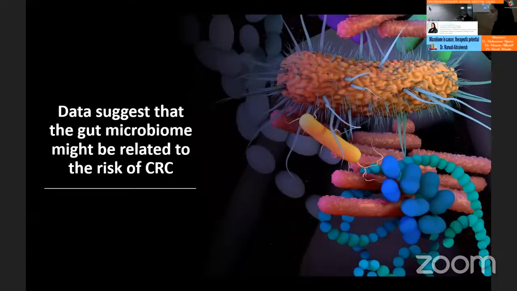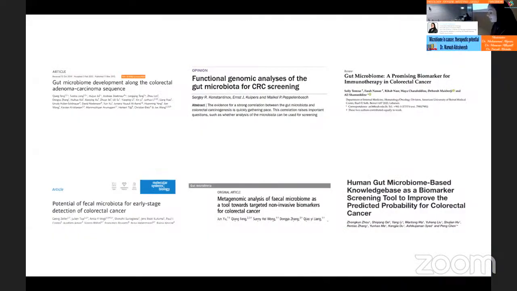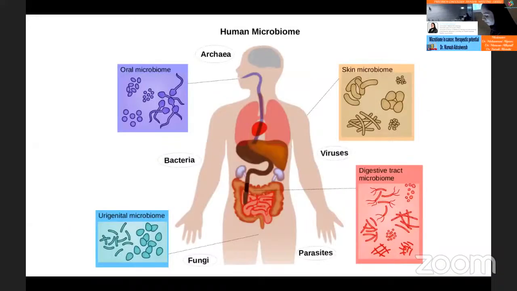Data from the literature suggests that the gut microbiome might be related to the risk of colorectal cancer. And here are some studies conducted to investigate the role of the gut microbiome in the development of colorectal cancer. Some authors are interested in identifying the potential of fecal microbiota for early stage detection of colorectal cancer. On the other hand, other groups are interested in studying the gut microbiome as a promising biomarker for immunotherapy in colorectal cancer.